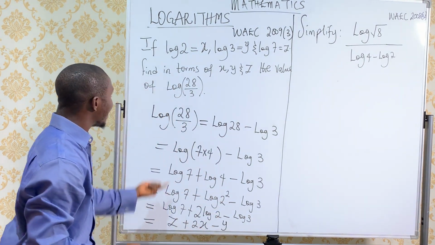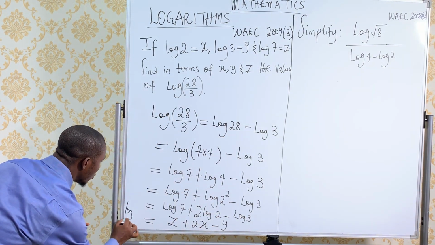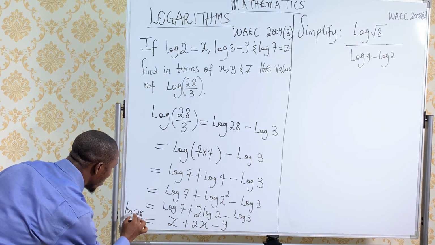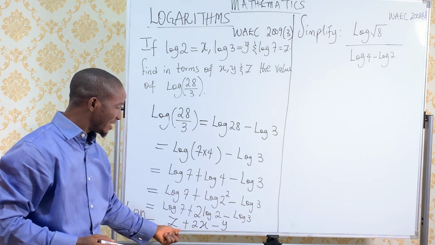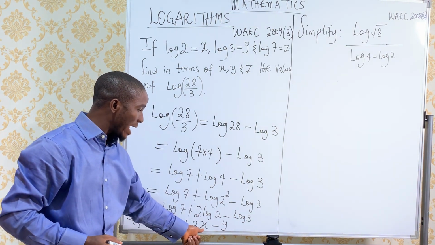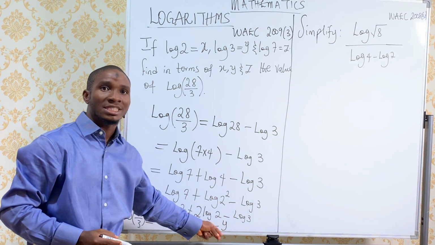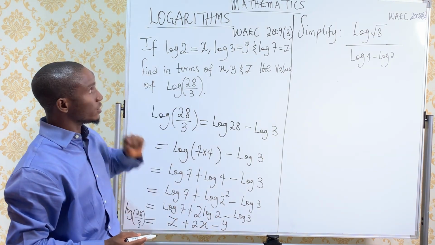It means that our log 28 over 3 has been simplified in terms of x, y, and z as z plus 2x minus y. This gives you the final answer to this question.